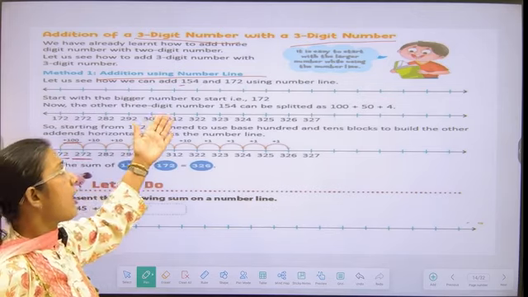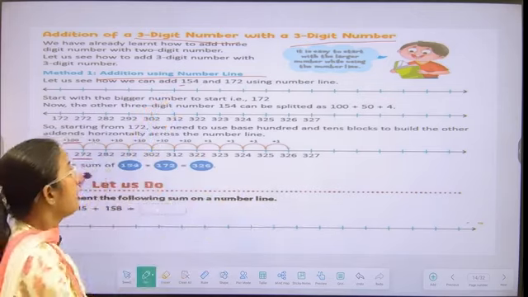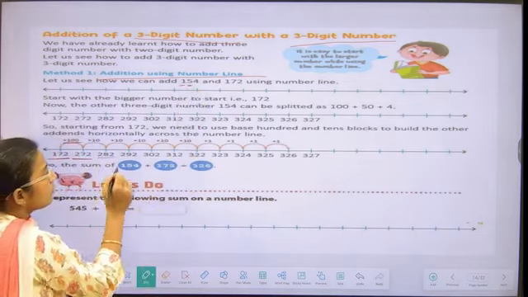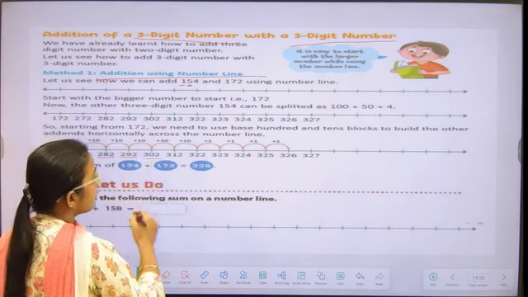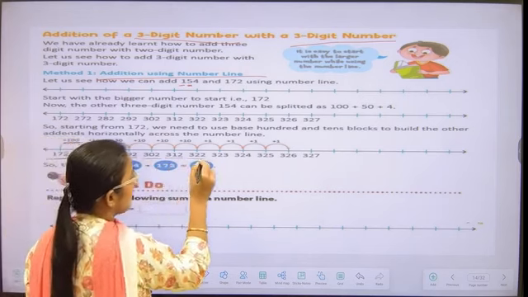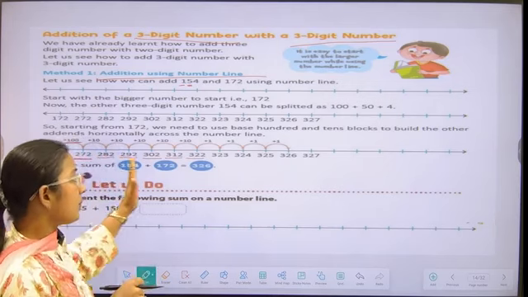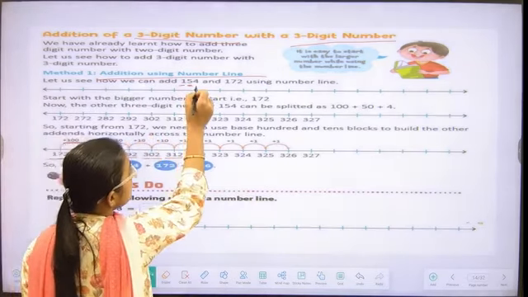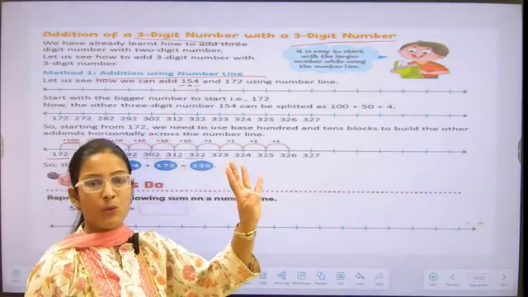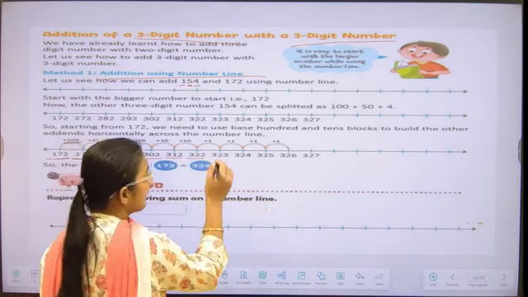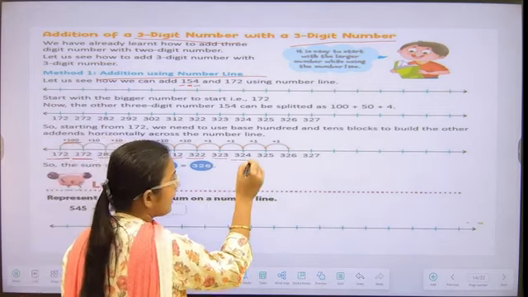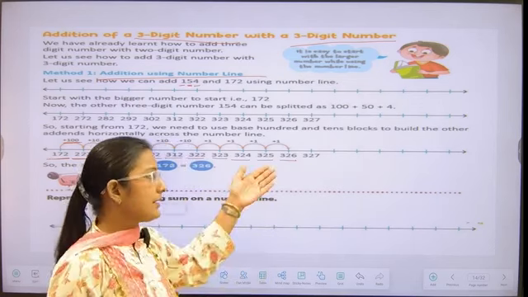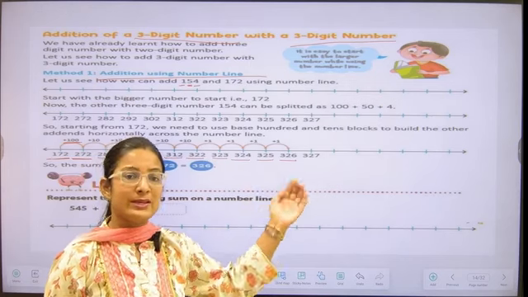After that, we have to see how many tens blocks we have to move. We have to move 5 tens blocks. So let's start with me. 282, 292, 302, 312 and 322. So with this, we are moving 5 tens blocks. Now after that, we have to see how many ones blocks we have to move. We have to move 4 ones blocks, student. Let's do it with me. 323, 324, 325, 326. So we can say that our sum is 326.